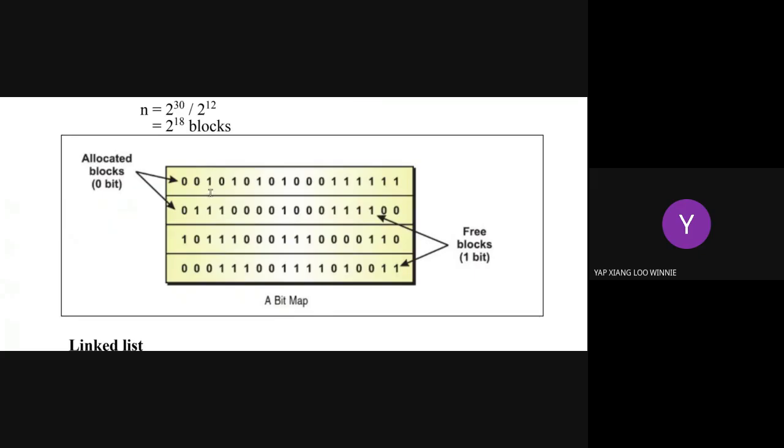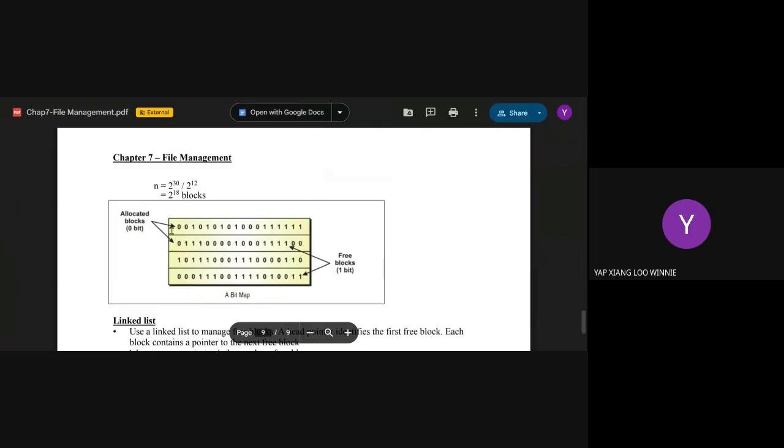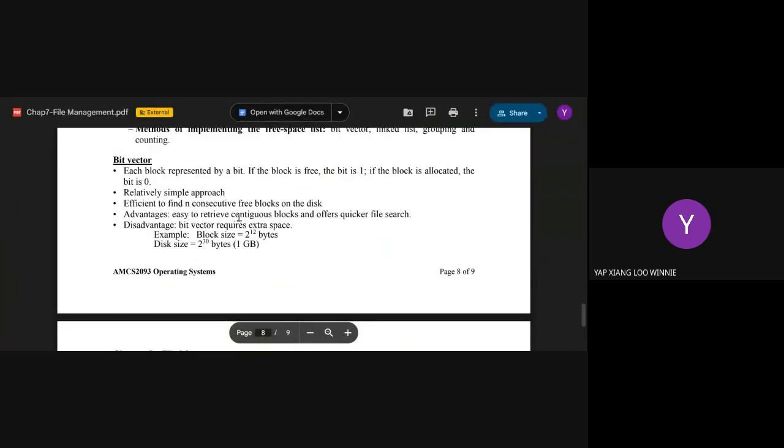I repeat, if it is occupied, you put 0, which means it is in use. If it is free, which means it is not occupied and not being used, you put 1. So when you do the bit listing, you're going to put in 0, 0, 0, 1, 1, 1, and so on and so forth.